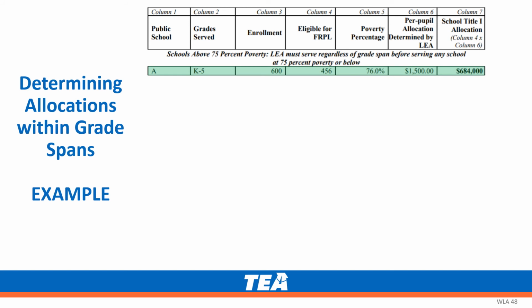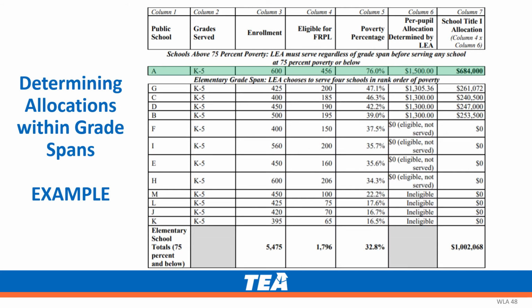After doing so, the LEA has funds remaining and therefore the discretion to allocate the remaining funds by grade span, which includes the flexibility not to serve a grade span. In this example, we will see that the LEA chooses to serve its elementary and high school grade spans only. In the elementary grade span, the LEA allocates Title I funds in rank order of poverty to 4 campuses only. Although there are 8 campuses eligible, the LEA has chosen to only serve the 4 elementary campuses with the highest poverty percentage in the elementary grade span.